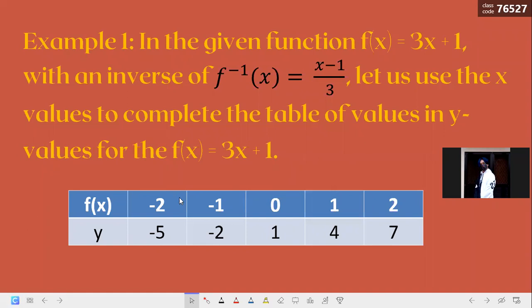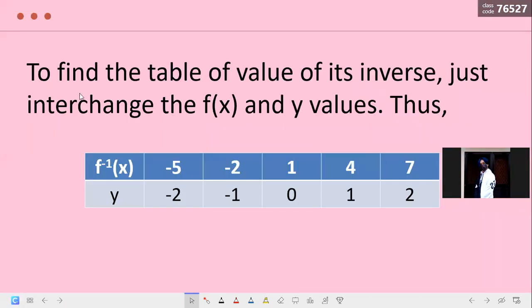Yung pinapakita ko ulit, ito siya. For the table of values ng inyong inverse, itong lahat ng nasa baba ang siyang magiging domain ng inyong inverse function. Ibig sabihin, magpapalit sila ng position. Okay? Kita nyo? Tingnan ninyo dun sa next slide natin. Yan. So, naging ganito na siya.